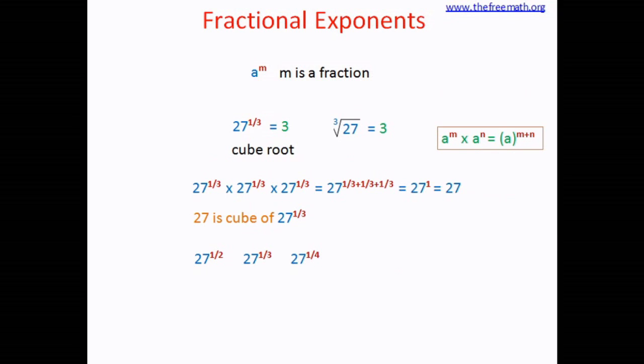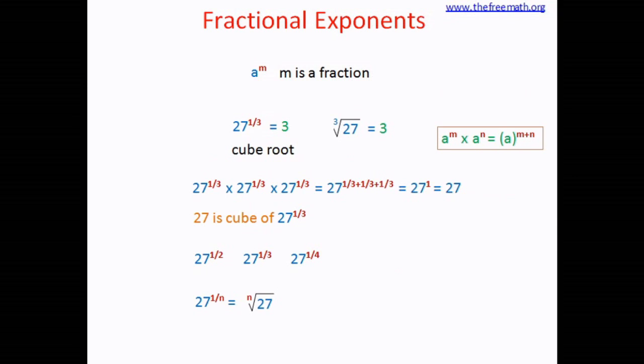27 to the power of 1 over 4 equals the 4th root of 27. What is a 4th root? That means it is that number which appears 4 times in the multiplication, and the result of the multiplication will be 27. And 27 to the power of 1 over n equals the nth root of 27.